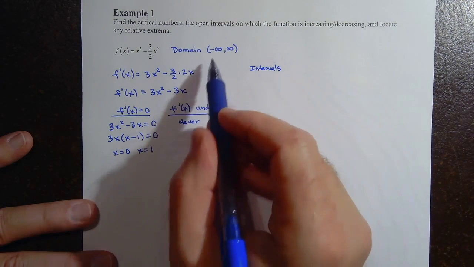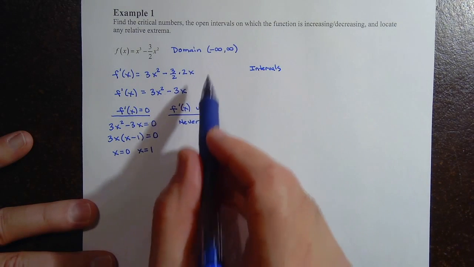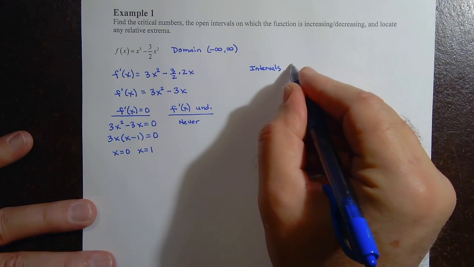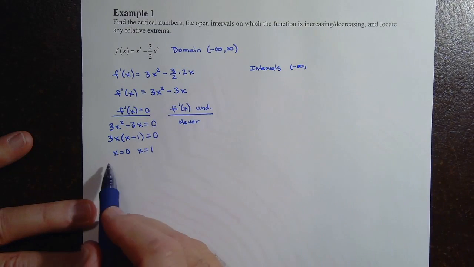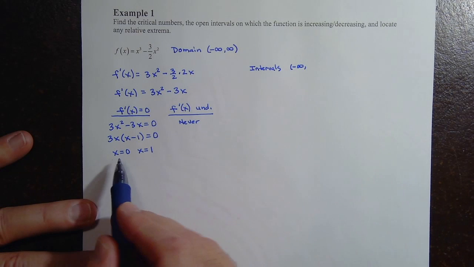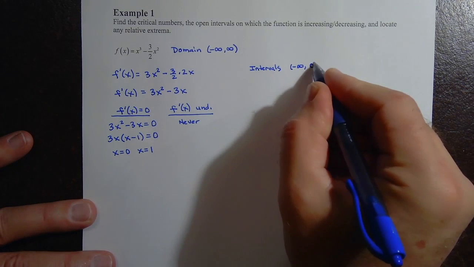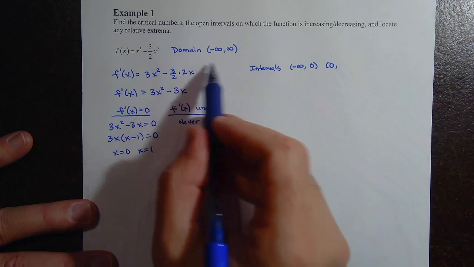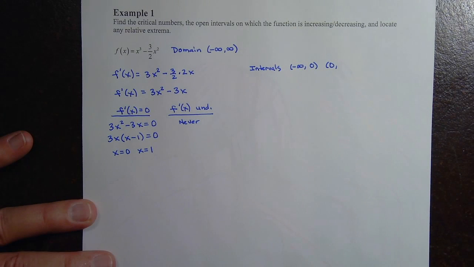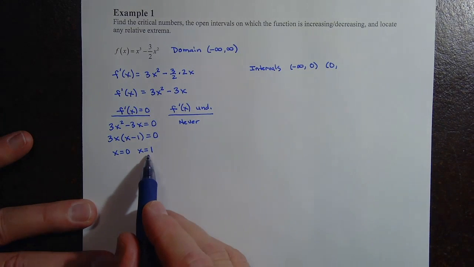Okay, and using the domain and our critical numbers, the smallest one is negative infinity. So we're going to start our intervals at negative infinity up to our first critical value, which in this case would be 0. So (negative infinity, 0). And then we're going to start up at 0. So we're throwing out from negative infinity to infinity, we're going to throw out the 0, and we're also going to throw out the 1 here, okay?